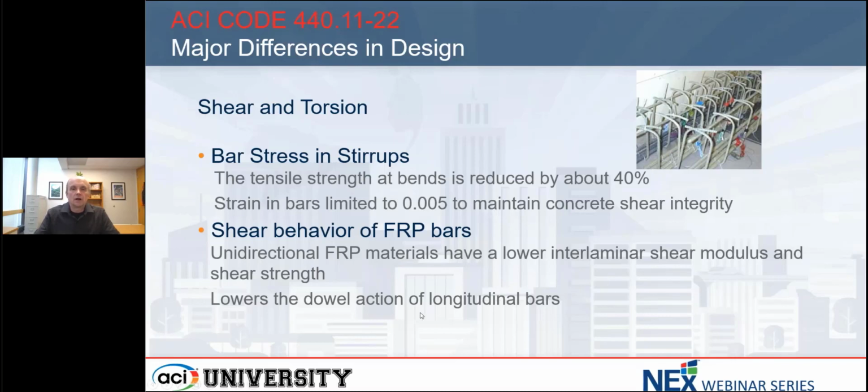So a lot of the shear equations are different than what you will see for steel reinforced concrete because of these factors.